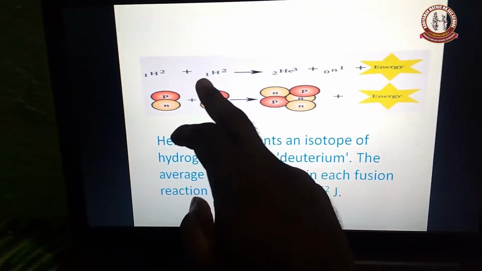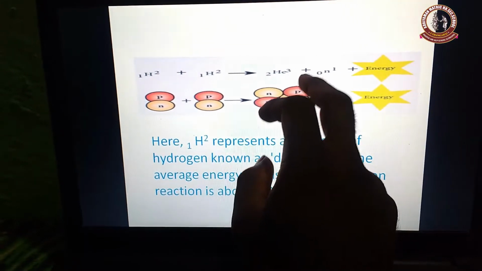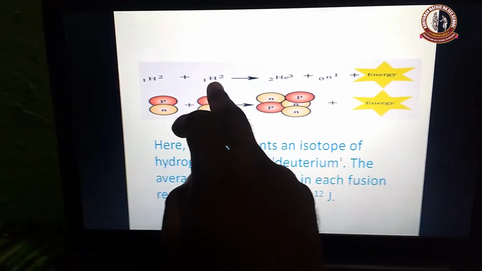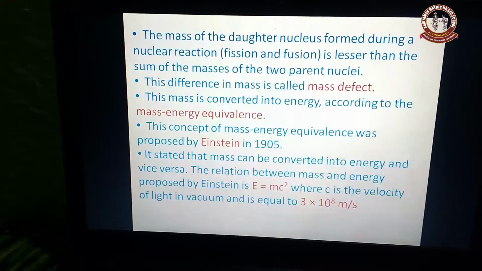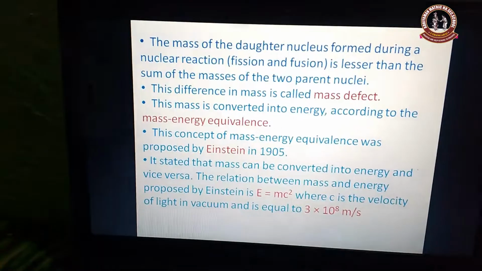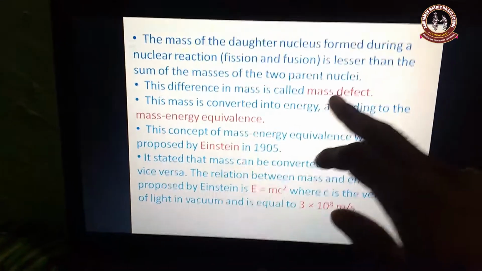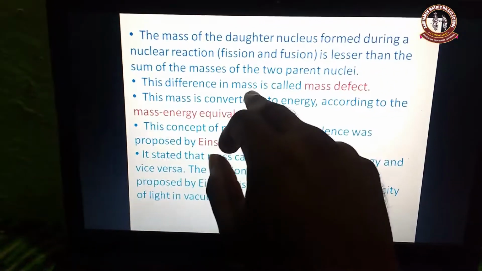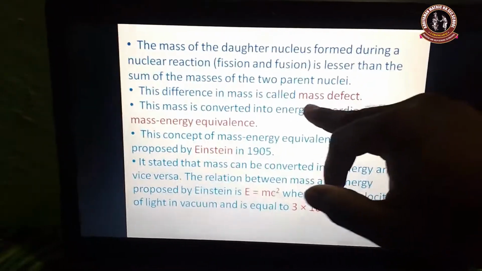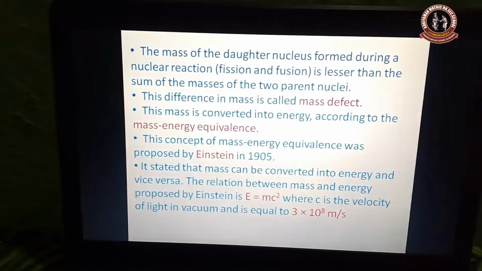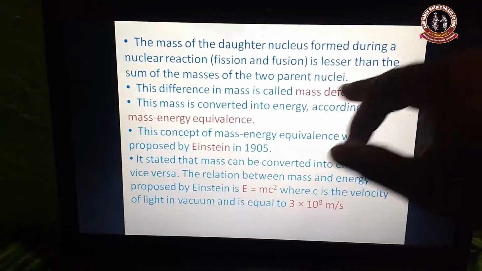Comparing these two masses, the mass of the daughter nucleus is less than the mass of the parent nucleus. So where does the mass go? That is explained by the scientist Einstein. Some amount of mass disappears, and that mass is called the mass defect. The difference in mass between the parent nucleus and the daughter nucleus is called the mass defect. Defect is nothing but a reduction; some amount of mass gets changed, and that is called the defect.